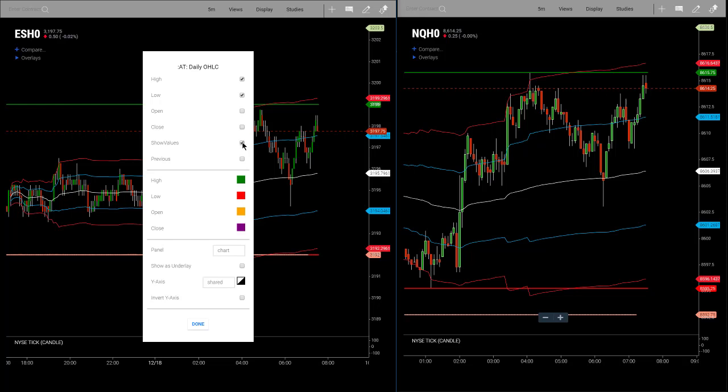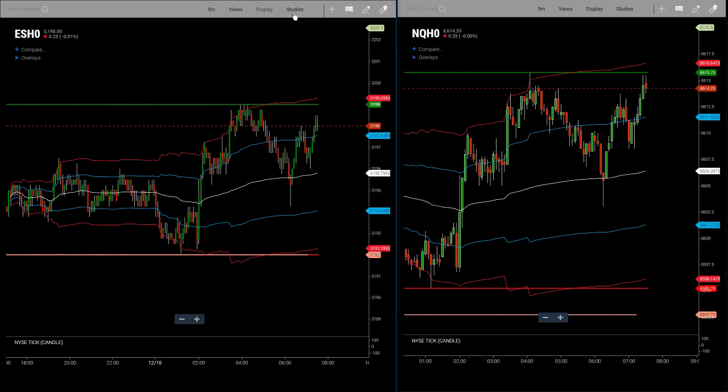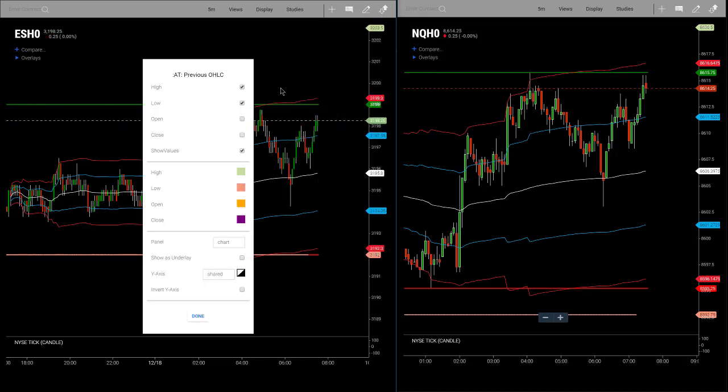I do like to check this box that shows the values so I can see the values in the y-axis. And for this study, I'm only looking at the high and low for the day, and then you can adjust the colors. And then if you go to the other study here, the previous open, high, low, close, what I usually do is just look at the previous day's high and low. I really am not looking at the previous day's open or close.